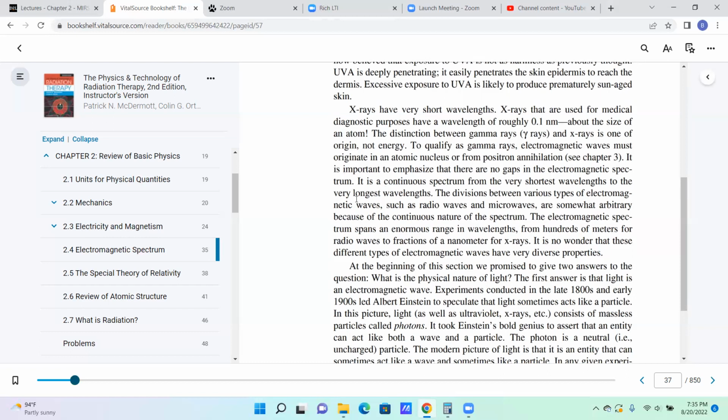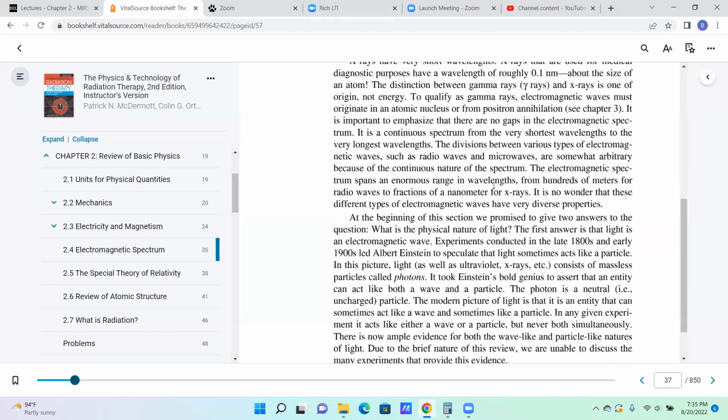There aren't really any gaps in the spectrum. It's continuous. The divisions between various types, such as radio waves and microwaves, are somewhat arbitrary because of the continuous nature of the spectrum.